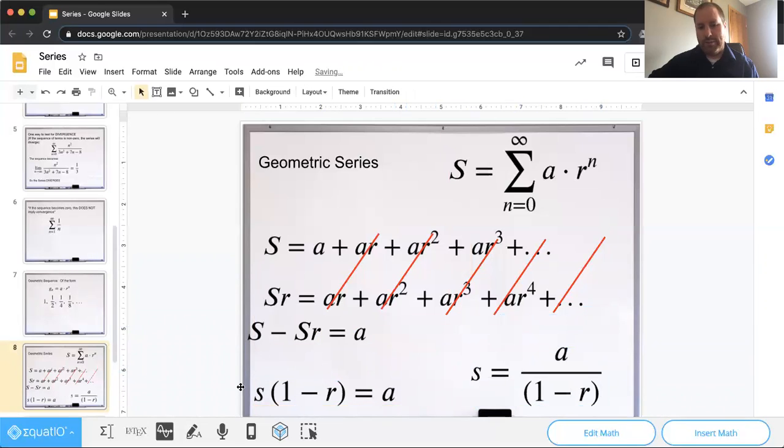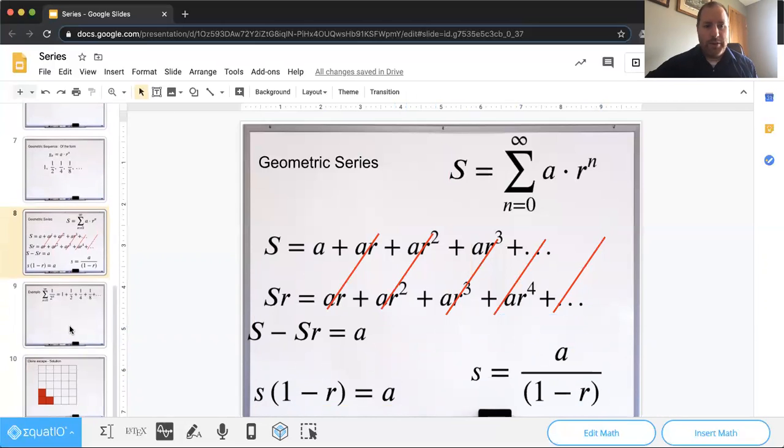Our sum is A over 1 minus R. And that is under the impression that R is, technically, in between -1 and +1, right? It's something smaller than 1, because if it's larger than 1, we can't actually do that. It will just simply diverge and we're done, right? This has to be something smaller than 1.